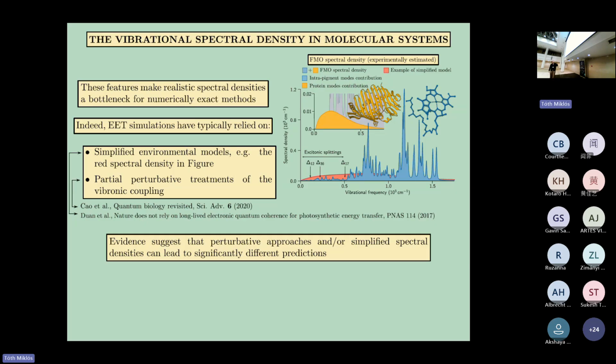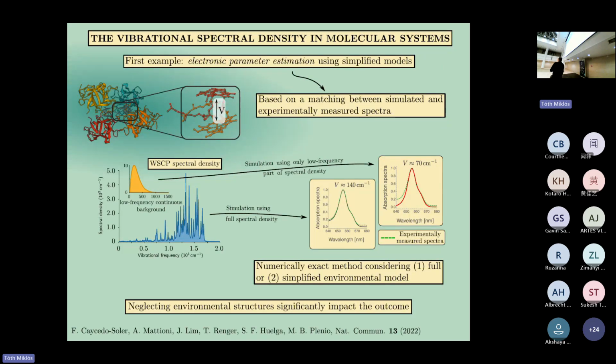Here I'm considering these two references as a comparison between what happens if we impose these simplifications that have been used, and what if we go beyond them, how much electronic dynamics can change. Because indeed, in the last years there has been evidence that these perturbative treatments or simplifications of the environment, or a combination of the two, can lead to very different predictions in the electronic dynamics. And here I can start talking about some examples.